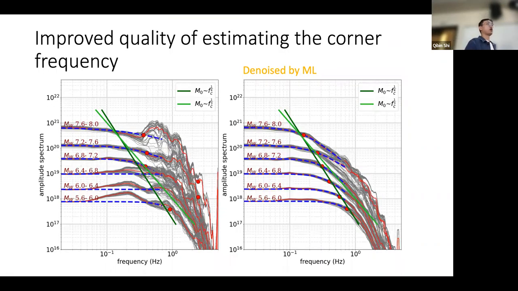And here, we do an overall stacking of different magnitude groups of the denoised waveforms. The left uses the noisy waveforms and the right uses the denoised waveforms. Each line here is an average, after bootstrapping and some processing steps. The red curve here is the average spectrum of each magnitude group. After denoising, we find that the average spectrum fits are more systematic and look more similar to the predictions of the physical model.